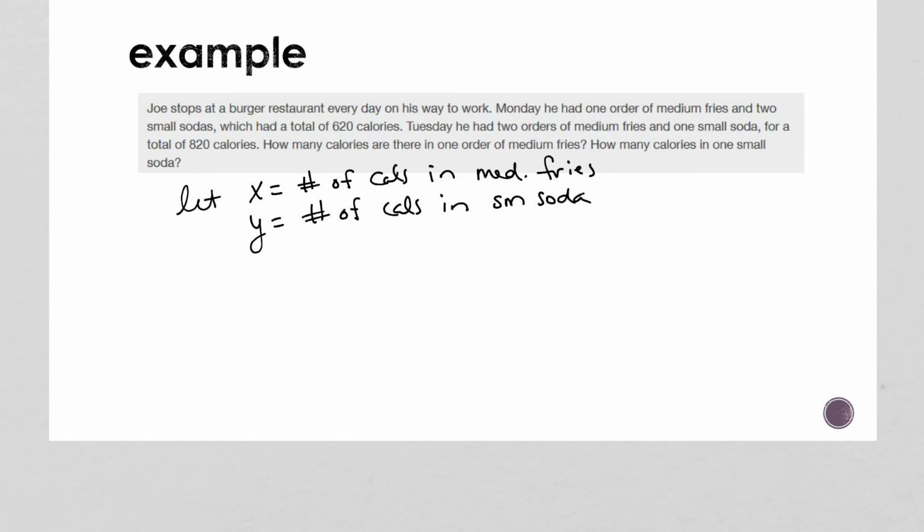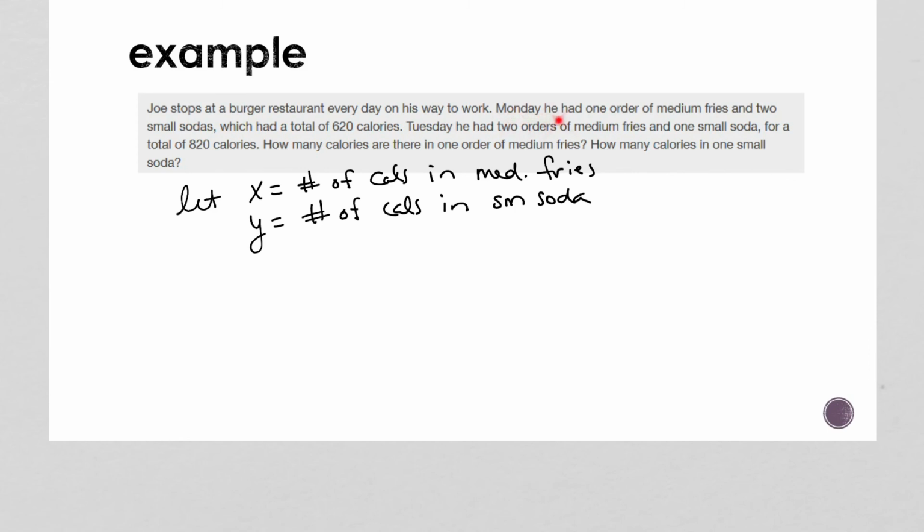Now, you don't have to use x and y. You can use f and s if you want. I hate using s as a variable only because a lot of people's s's, mine included, look like 5s. So I try to steer clear of using s as a variable. I stick with x's and y's, but make sure that you do this step and define what your variables are. It'll make your life easier later in the end, okay?